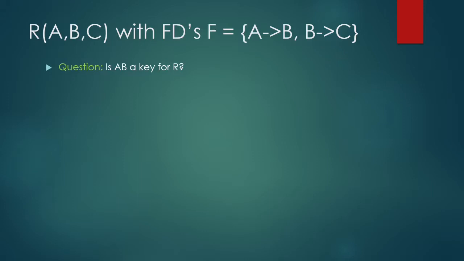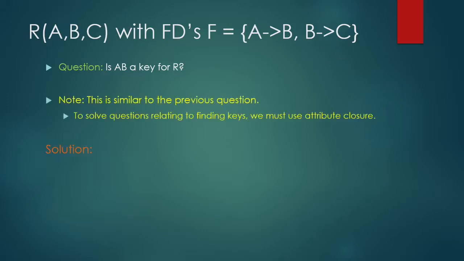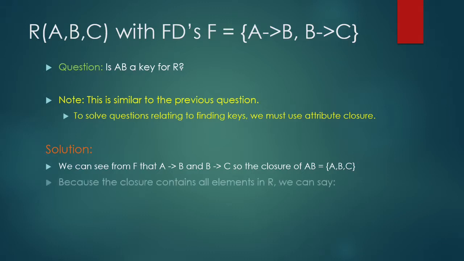Another question is: is AB a key for R? This is similar to the previous questions, and the way to solve such questions depends on whether we understand attribute closure. We can see from F that if A goes to B and B goes to C, the closure of AB will definitely be ABC. Automatically, if there's an attribute closure, it includes the attributes that are being closed. So AB will definitely be included in the attribute closure. And because the closure contains all the elements in R, we can say that AB is a superkey.